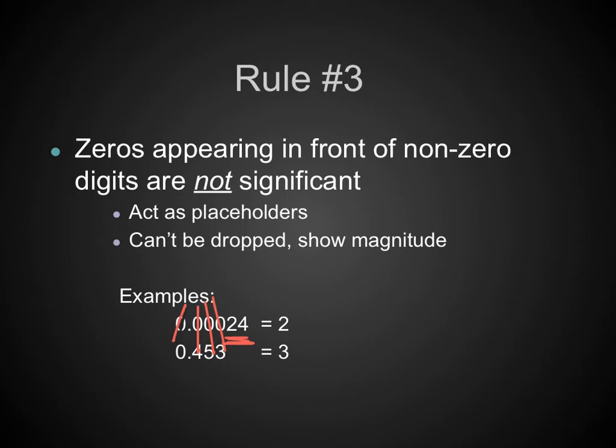Okay, now let me erase this so we have some room. The next example has only 1 zero in front, and that zero is not counted. So this number, 0.453, has 3 significant digits. Take a moment and write rule number 3 in your interactive notebook.